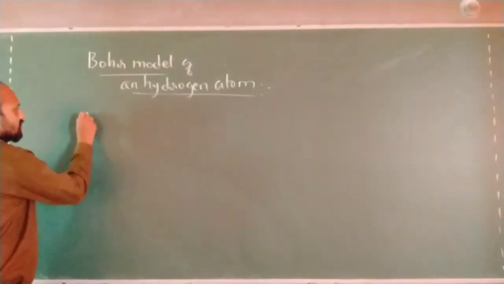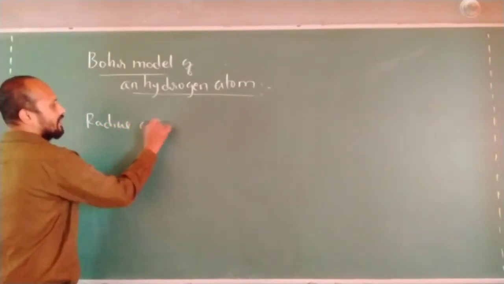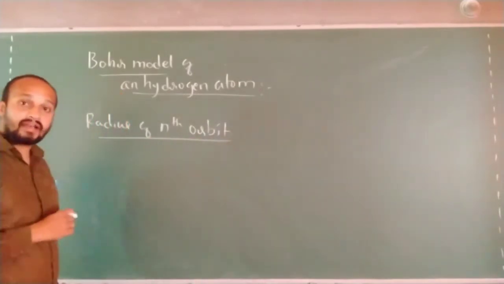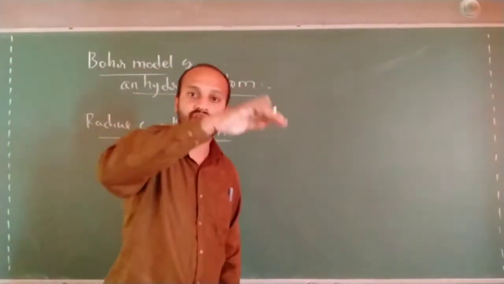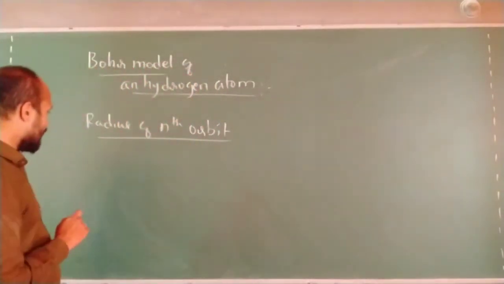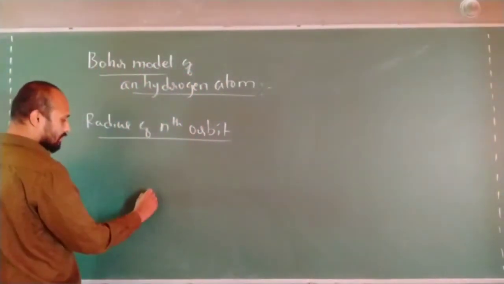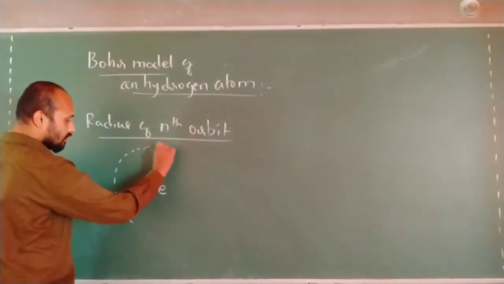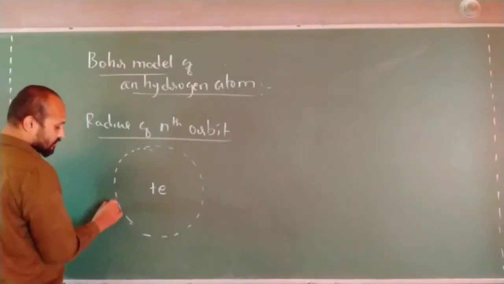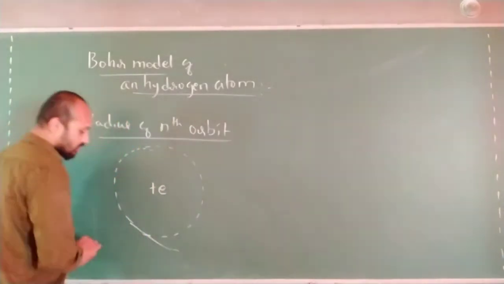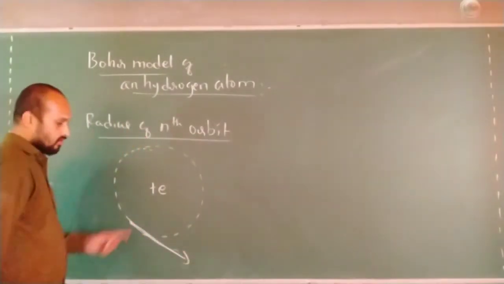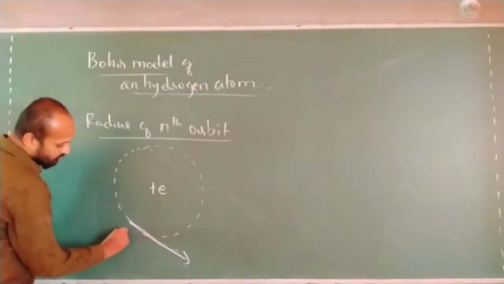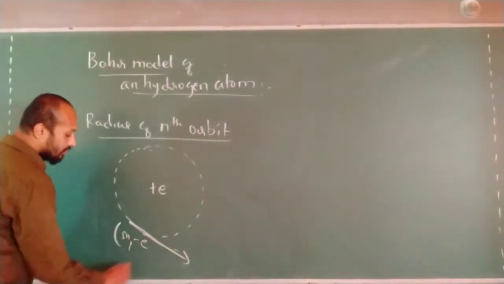First, we will try to calculate the radius of the nth orbit. We can find the radius of the nth orbit of an electron which is revolving around the nucleus. For that, let's take the example of a hydrogen atom, with plus e. Now imagine one electron is making a circular path, and at the center we have one proton. The electron has mass m.